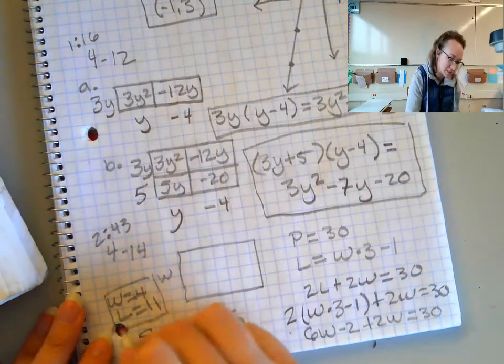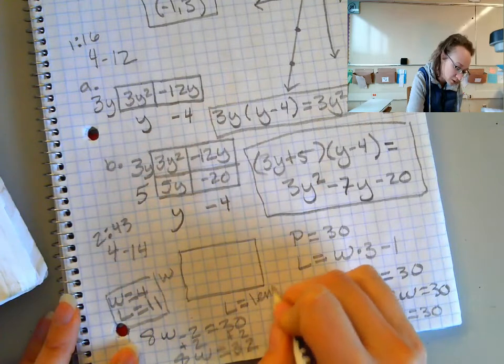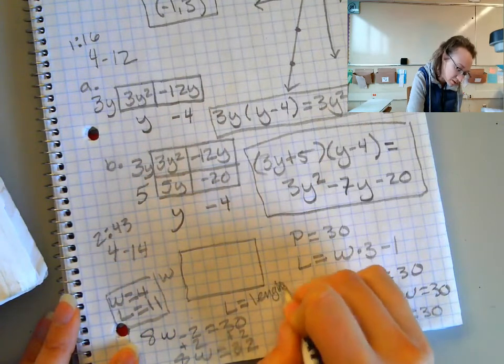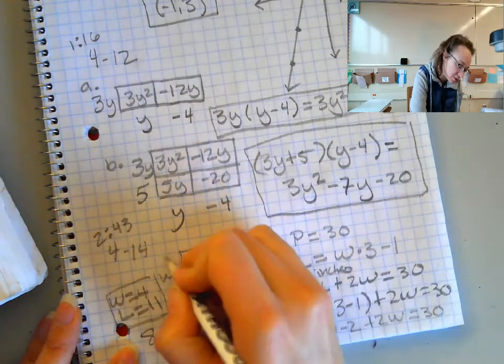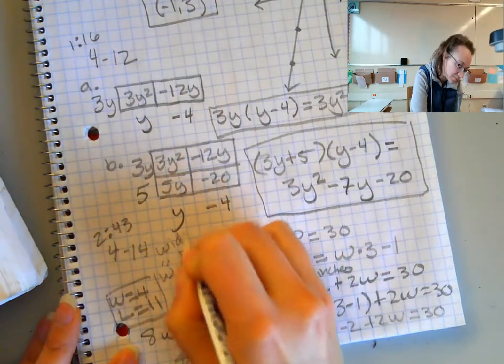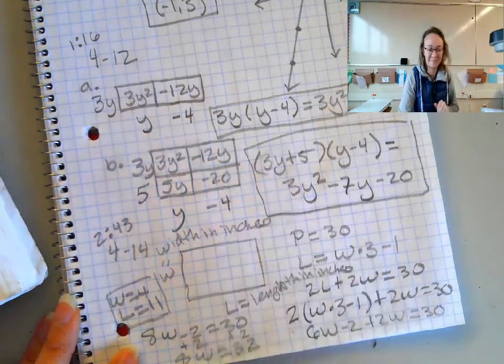And I should be able to see on the paper that L equals length in inches and W equals width in inches.